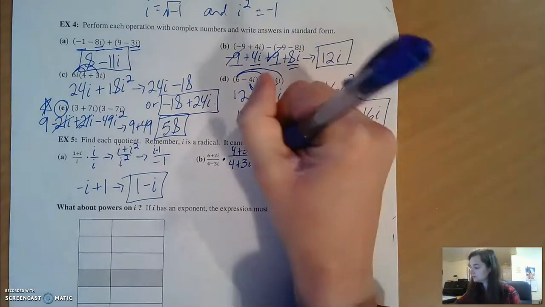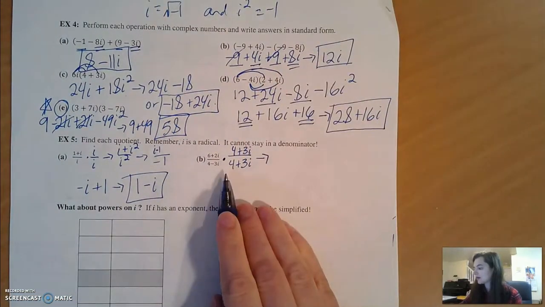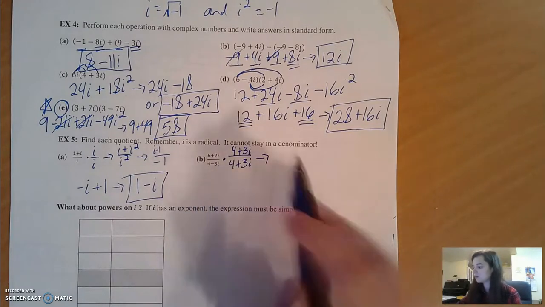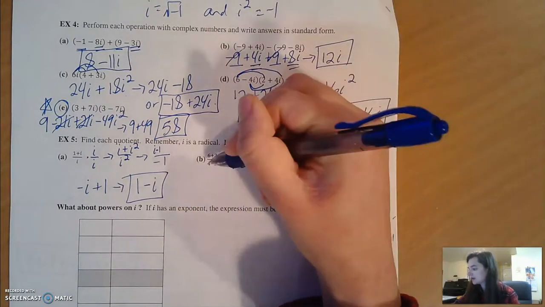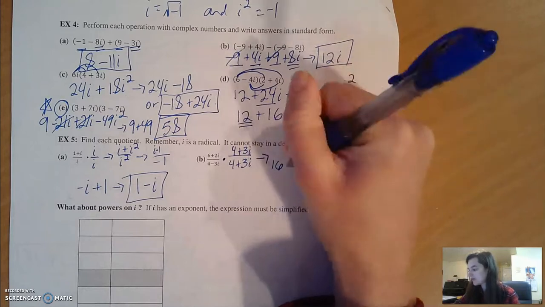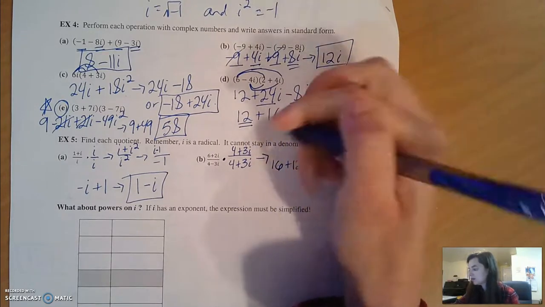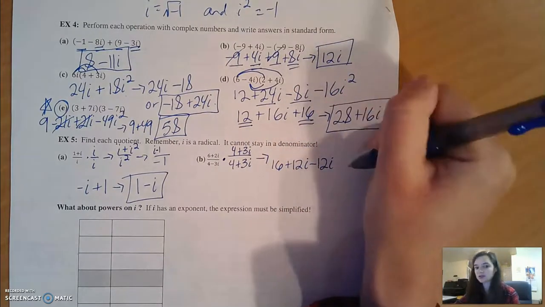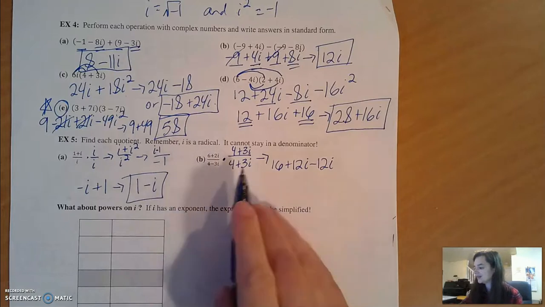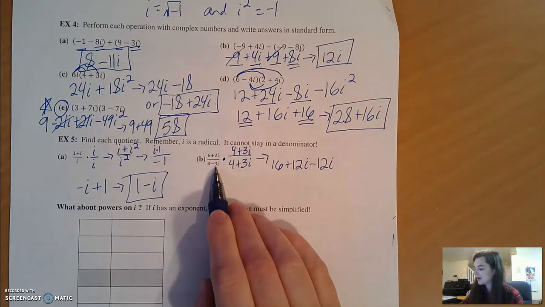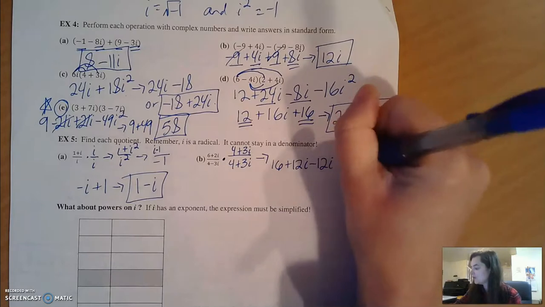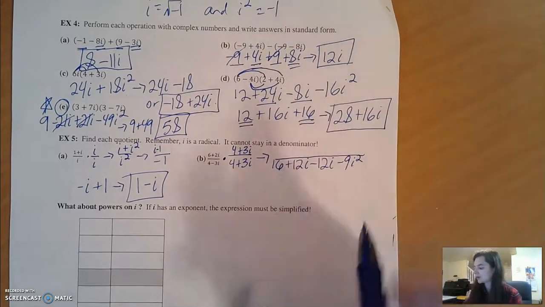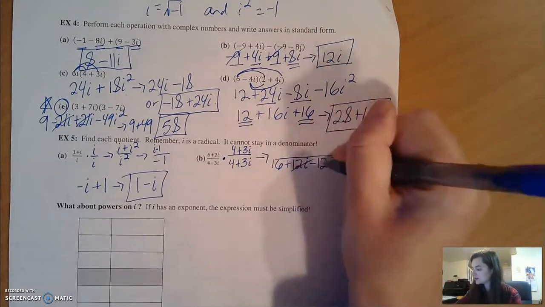Okay? So let me show you what's going to happen in the denominator first. In the denominator, we're going to distribute. We're going to have 4 times 4, which will be 16. We're going to have 4 times positive 3i, which is positive 12i. We're going to have negative 3i times 4, which would be a negative 12i, which, as you can see, they're going to cancel. That's exciting. And then we're also going to have a negative 3i times a positive 3i, which will give us negative 9i squared.